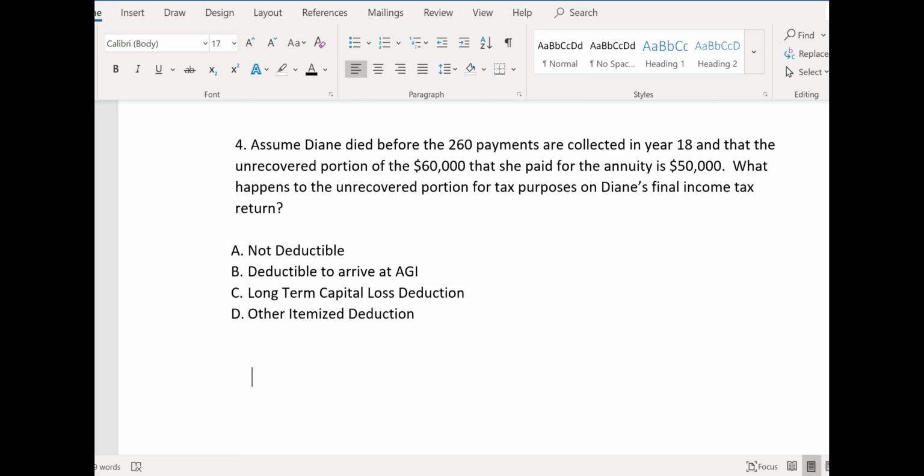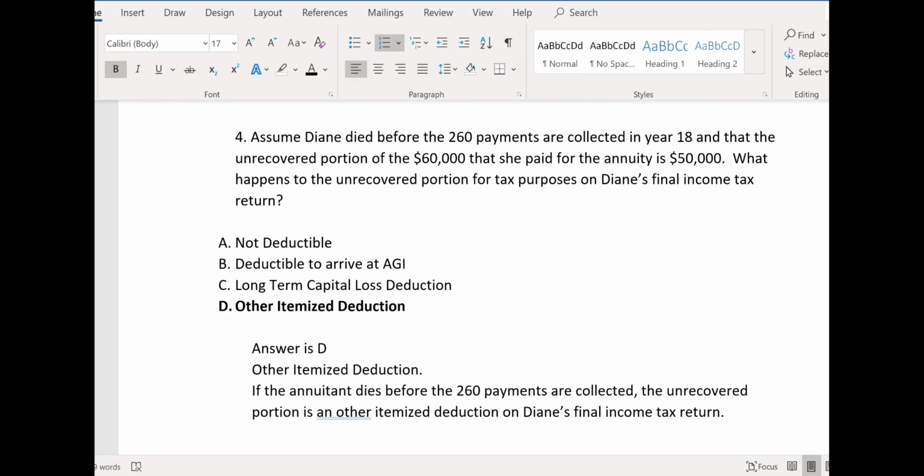They're asking you what happens to the unrecovered portion for tax purposes on Diane's final income tax return. Letter A says it's not deductible. B says it's deductible to arrive at AGI. C says it's a long-term capital loss deduction. And D, it's an other itemized deduction. And the answer is D. It's an other itemized deduction.